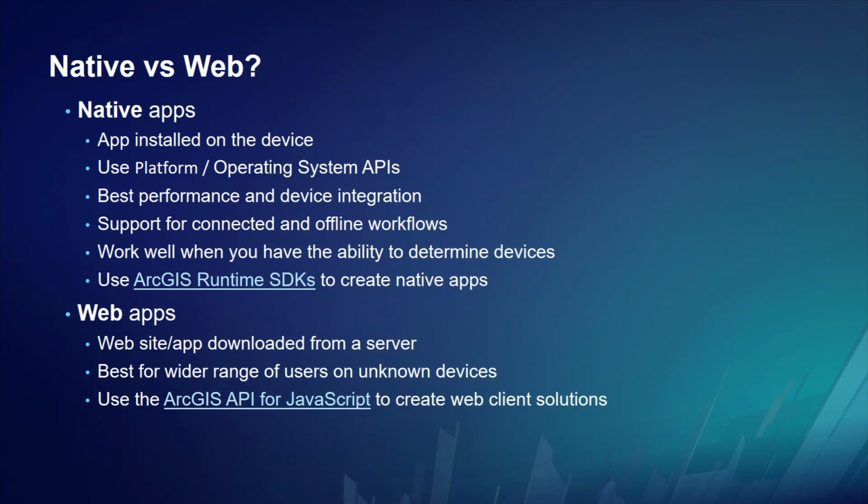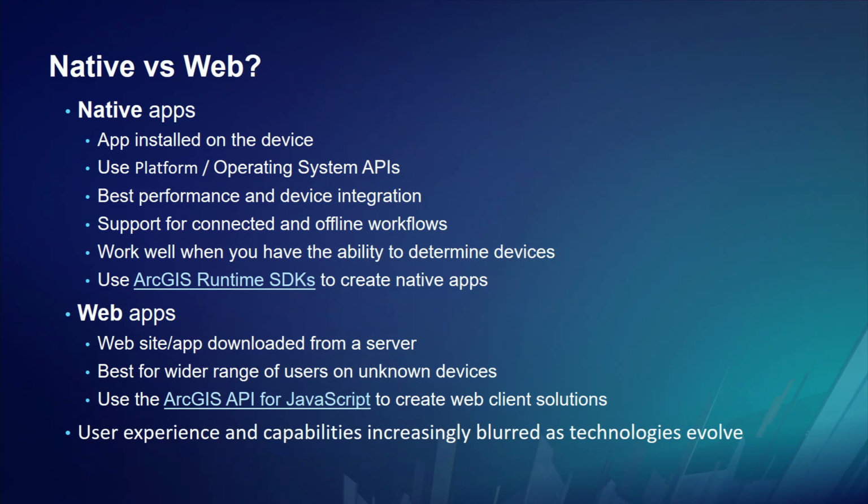So for building web applications then, we have the ArcGIS API for JavaScript. And those are really the two development options that we recommend, either the ArcGIS Runtime SDKs for native applications or the ArcGIS API for JavaScript for building web applications. I will say this is kind of a view of the state as it is at the moment, state of technology. So the bullet point at the bottom of the slide there, what we find is the user experience and the capabilities are actually increasingly blurred as these technologies evolve.